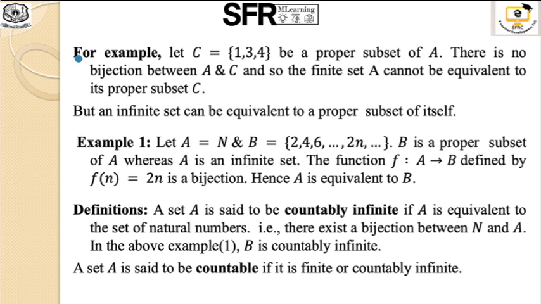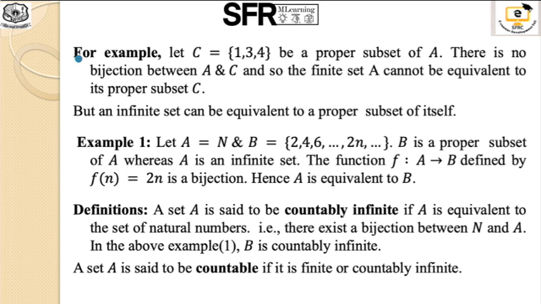Next, after seeing the finite set definition and equivalent sets, we can move to the definition of what is meant by countable. Before entering the countable set definition, let us see the concept of when we say that a set A is countably infinite. A set A is countably infinite if A is equivalent to the set of all natural numbers. The equivalent definition says that there exists a bijection between A and the set of all natural numbers.